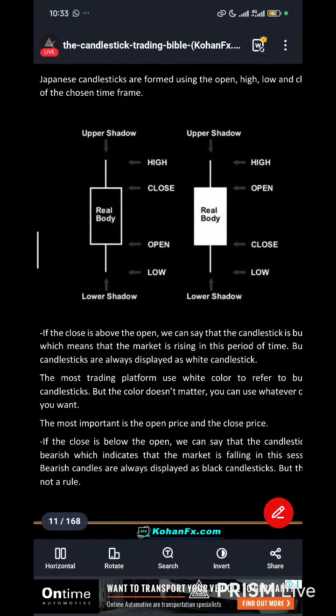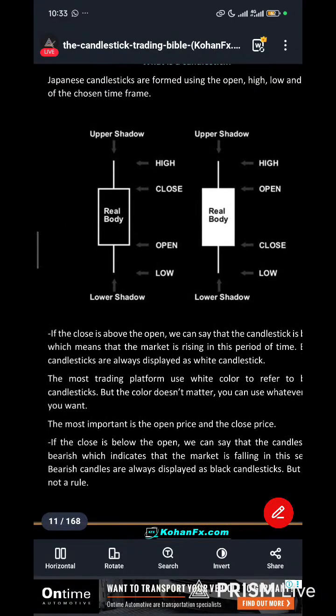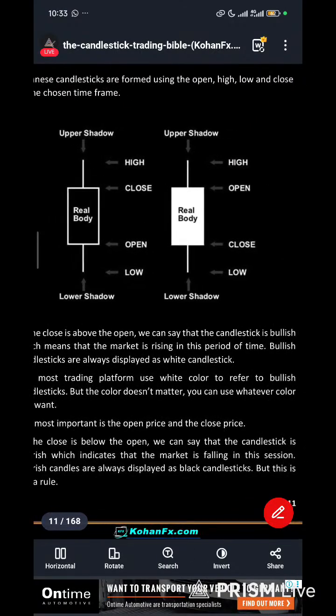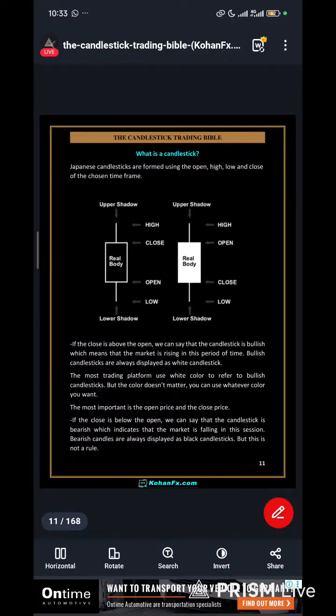So this is it. If the close is above the open, we can say that the candlestick is bullish. Look at the left candle, look at the left one, which means that the market is rising in this period of time.